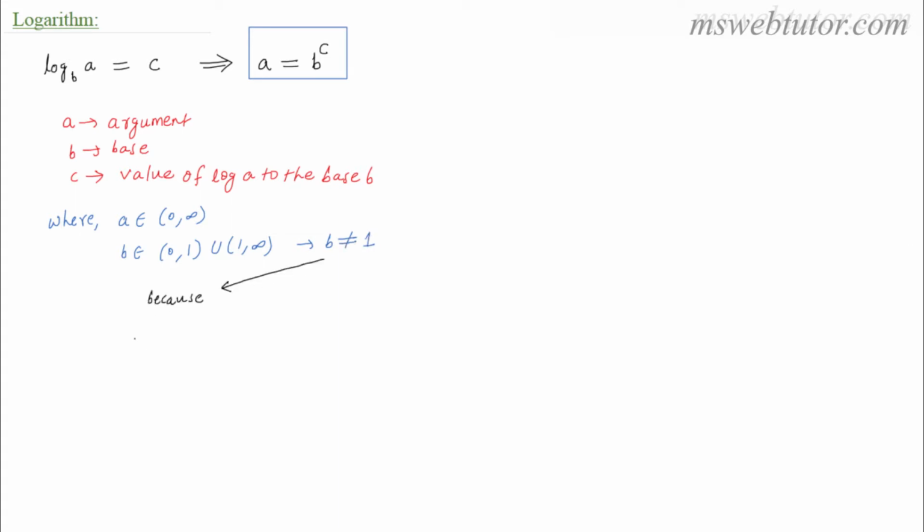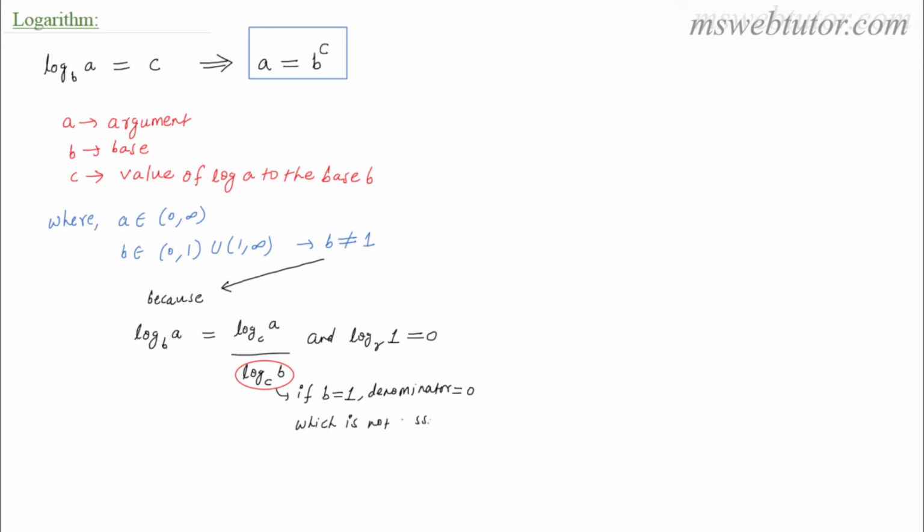The value of B cannot be 1 because log of A to the base B can be written as log of A by log of B to any base C, and also log of 1 to any base is 0. So if B is equal to 1, then log of B will be 0 and the denominator will be 0, and if the denominator is 0, the function becomes not defined, hence the base cannot be 1, whereas C can be any real number R. Let's have some examples.